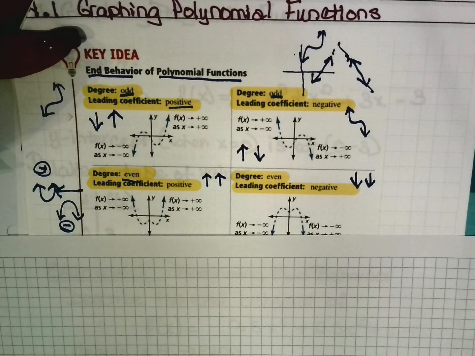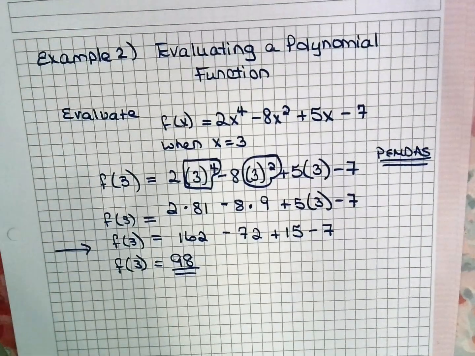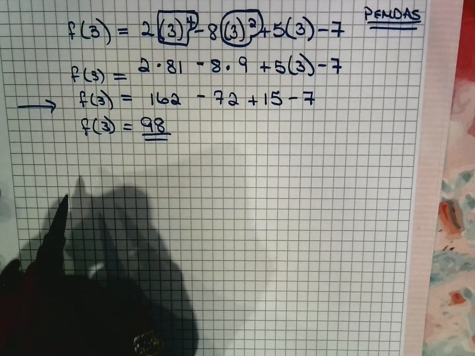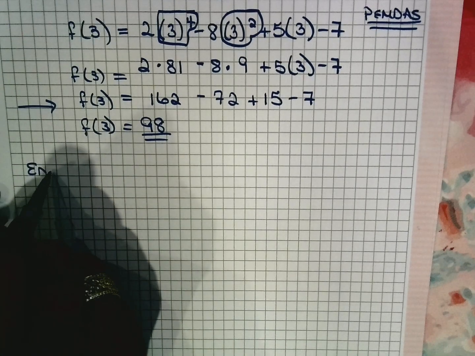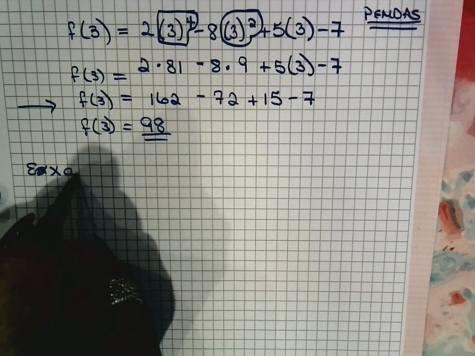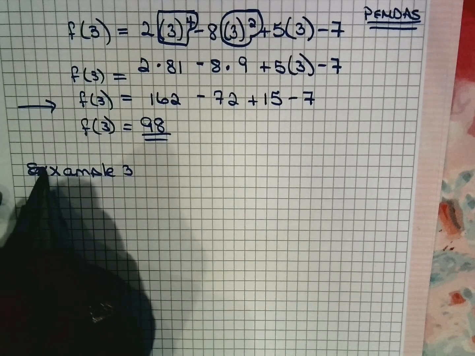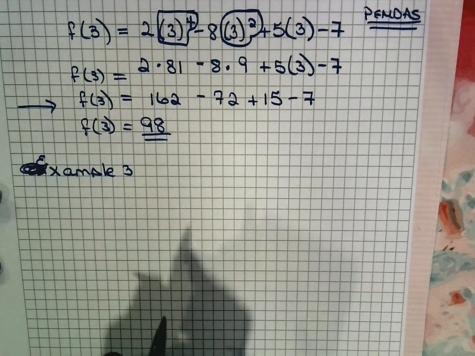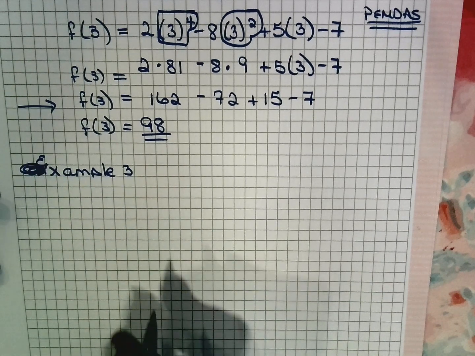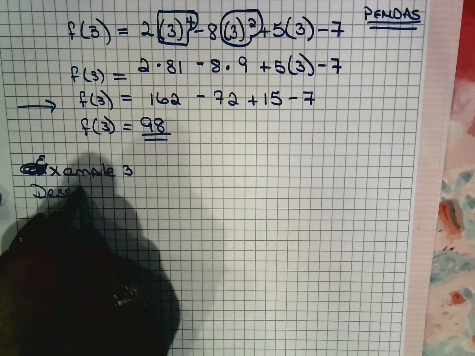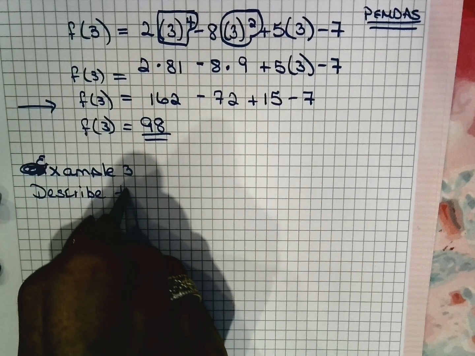Okay, so let's now take a look at example 3. Describing end behavior. Okay, so describe the end behavior. And this is without having to graph it.